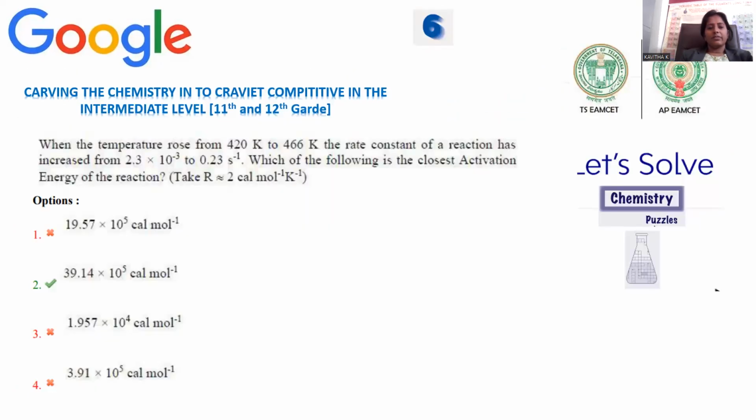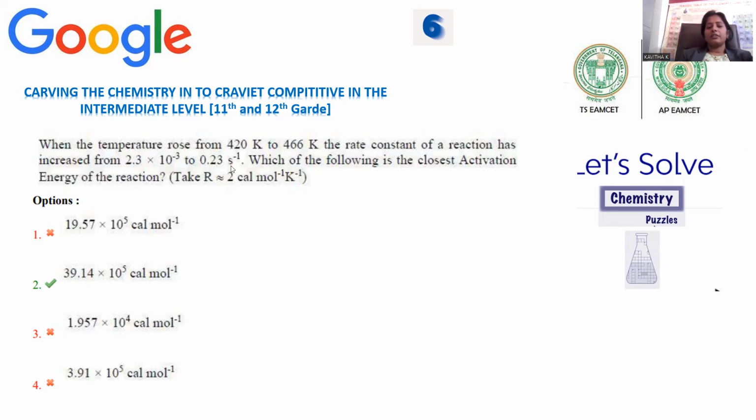Move on to question number 6. Question number 6 is given from chemical kinetics. When the temperature rose from 420 Kelvin to 466 Kelvin, the rate constant of the reaction also changed. As temperature changes, rate constant changes, that is nothing but the Arrhenius equation. The rate of the reaction increased from 2.3 into 10 to the power minus 3 to 0.23 second inverse.